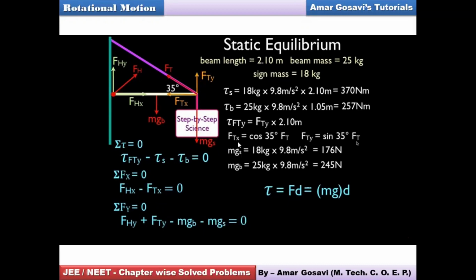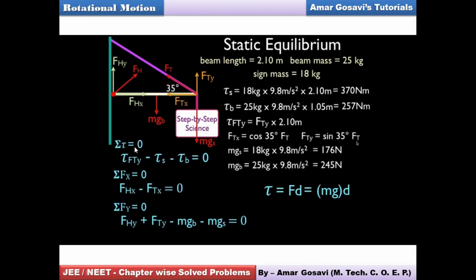Similarly, Ftx will be Ft cos 35. Similarly, Fty, if we talk about the resolution, will be Ft sin 35. All right. And mgs, we all know it is 18 into 9.8, and mgb is 25 into 9.8. So we have calculated all the forces, all the moments over here. We will apply the conditions of equilibrium.